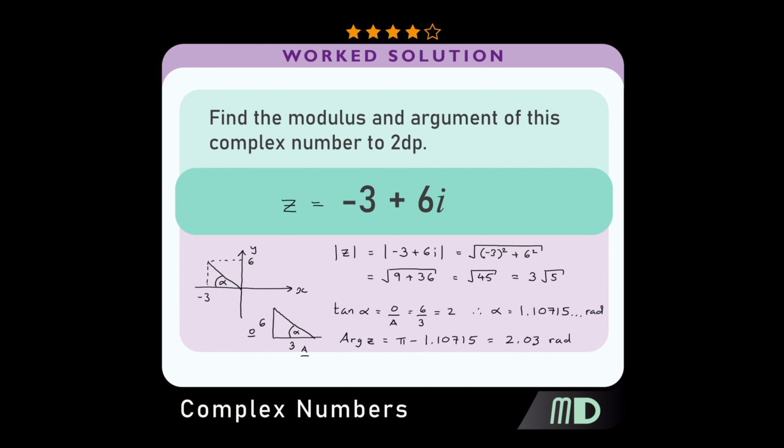So the modulus and the argument of the complex number -3 + 6i, and the answer to this question, are 3√5 and 2.03 radians.